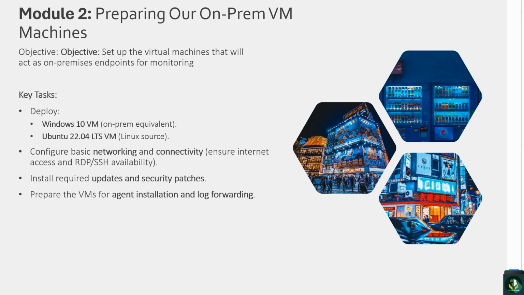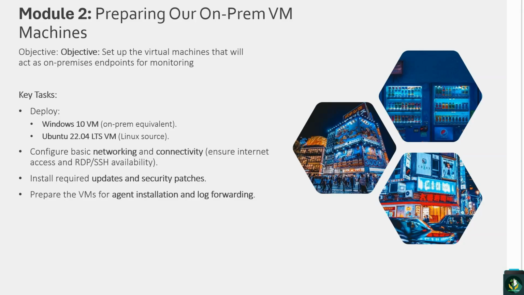Finally, we will prepare the virtual machine for agent installation and log forwarding. This includes ensuring that any firewall or endpoint protection settings allow the Azure Monitor Agent to communicate with the data collection endpoint and log analytics workspace. It also means verifying that the system time, host name, and other configuration details are correct, as these can impact log collection accuracy.